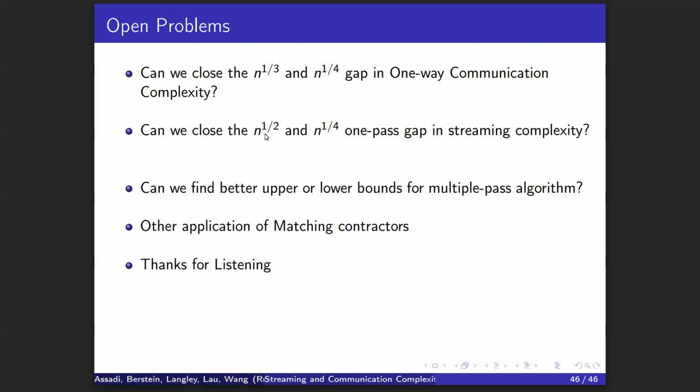And also, we might ask, can we close the 1/2 and 1/4 gap in the one-pass streaming algorithm? Can we find a better than 1/2 one-pass streaming algorithm for this problem? And another question is, can we find better upper or lower bounds for a multipass streaming algorithm? And again, Ruzsa-Szemerédi graphs, as I mentioned before, are very useful. Since matching contractors are kind of analogous to them, another open question is, can we find other applications of these matching contractor graphs?